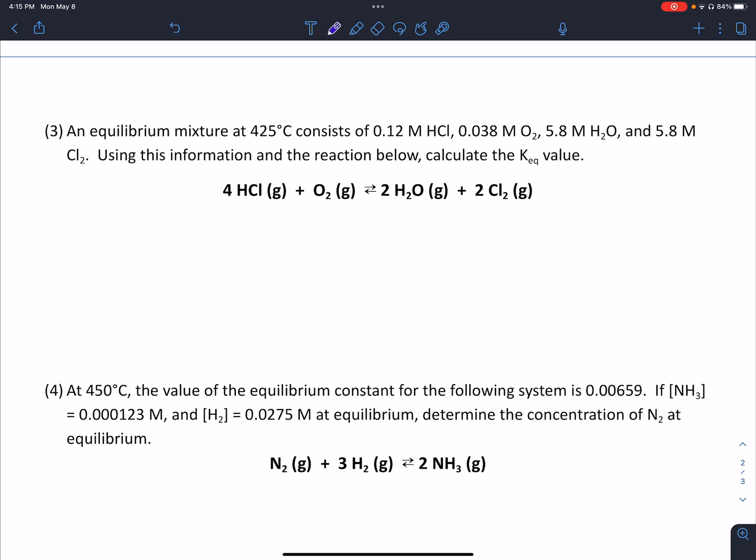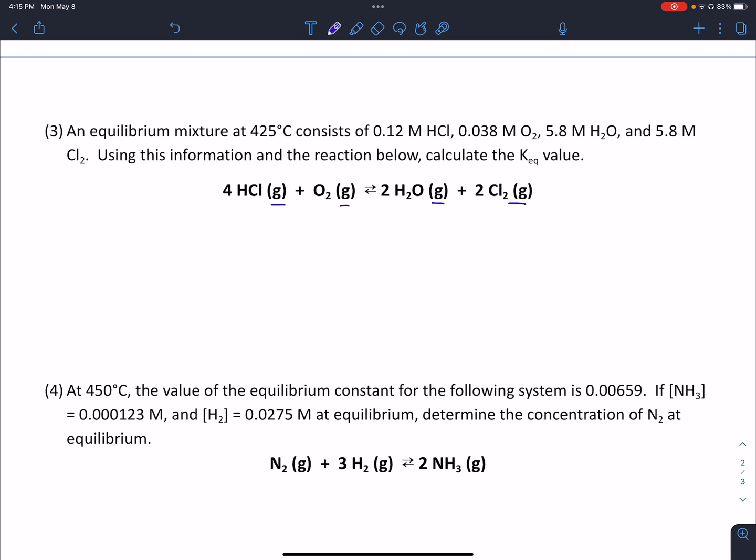An equilibrium mixture at 425 degrees Celsius consists of 0.12 molar HCl, 0.038 molar O2, 5.8 molar H2O, and 5.8 molar Cl2. Using this information and the reaction below, calculate KEQ. All right, so we check. We've got gas, gas, gas, gas. So everything's going to go in. I'm going to check and see if it's balanced.